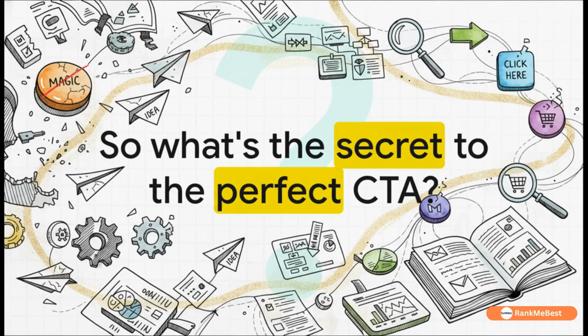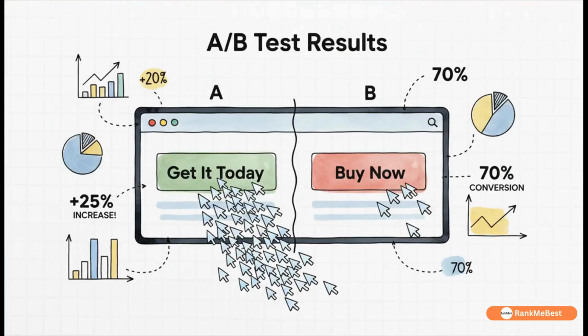So if it's not a big orange button, then what is the secret? What's the one strategy that works every single time? And here it is, probably the most boring, but also the most powerful secret in all of marketing. Test everything. There is no universal best color or best phrase.